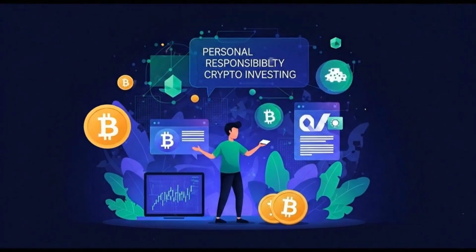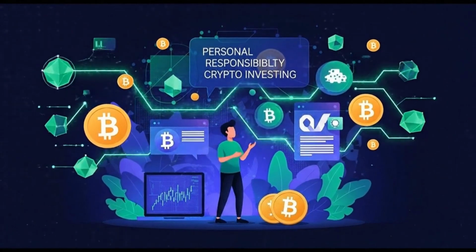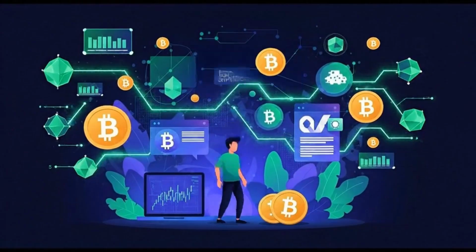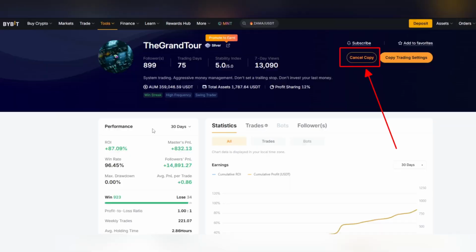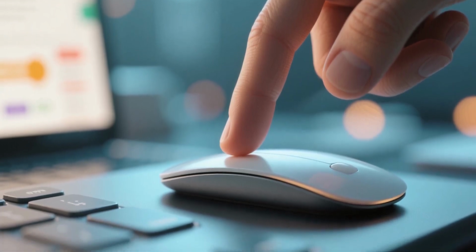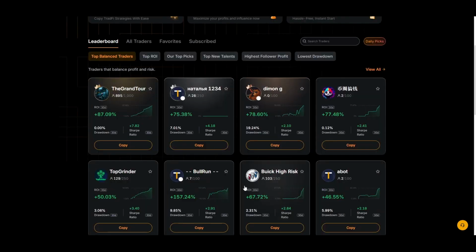The biggest misunderstanding about copy trading. Many people believe copy trading removes responsibility. This is wrong. You are still responsible for how much you allocate, who you copy, and when you stop. Copy trading only removes the need to click buy and sell. Everything else is still your decision.